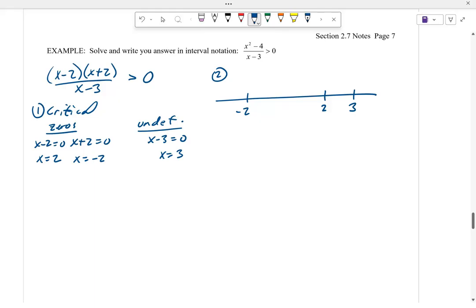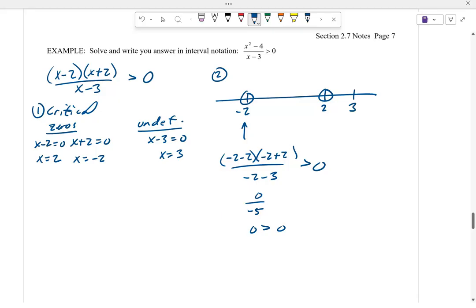Now, do I want to include the negative 2 and 2? Well, if I was checking that, negative 2 minus 2, negative 2 plus 2 over negative 2 minus 3, is that greater than 0? Well, I have negative 4 times 0, 0 over negative 5. Is 0 greater than 0? No, it's not. So I'm not going to include my zeros, negative 2 and 2, because 0 is not greater than 0, right? If it had a line underneath that inequality, I'd include those.